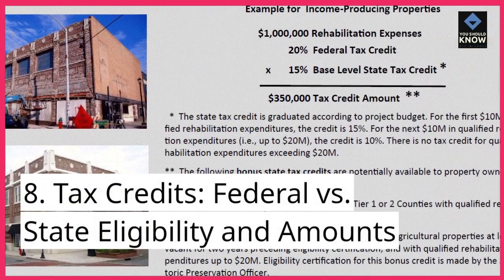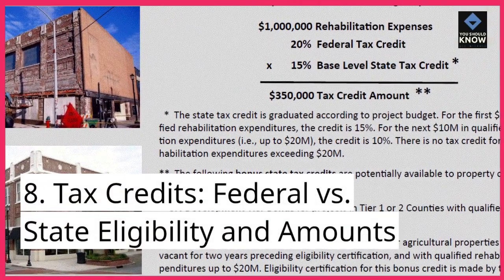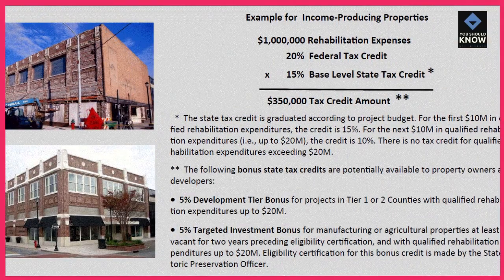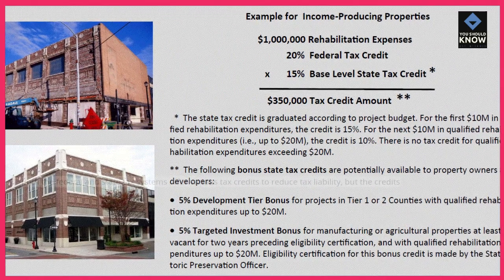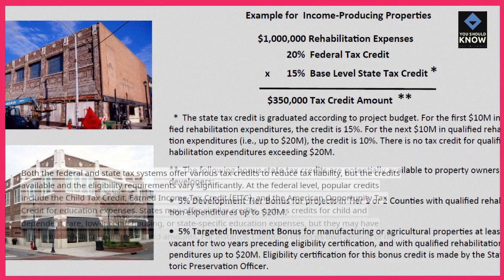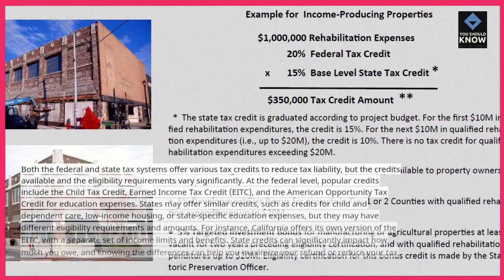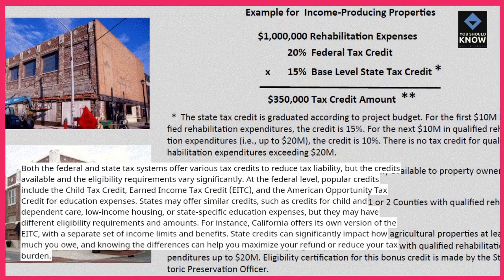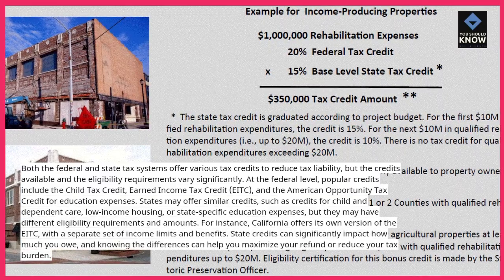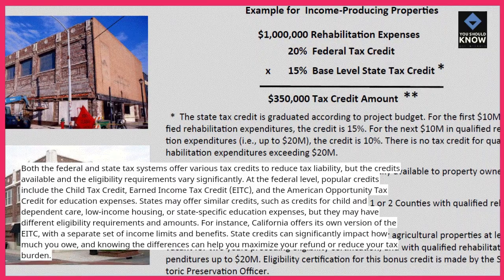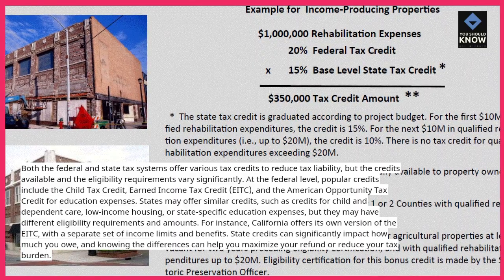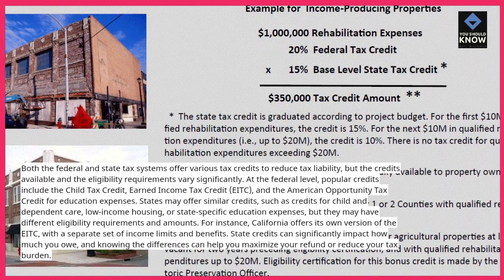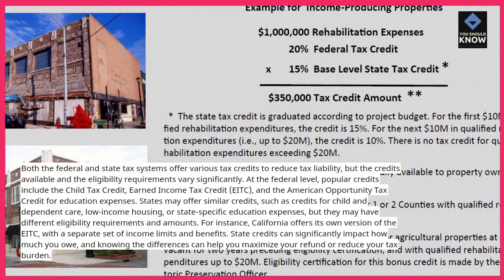8. Tax credits. Federal versus state eligibility and amounts. Both the federal and state tax systems offer various tax credits to reduce tax liability, but the credits available and the eligibility requirements vary significantly. At the federal level, popular credits include the Child Tax Credit, Earned Income Tax Credit, EITC, and the American Opportunity Tax Credit for education expenses.